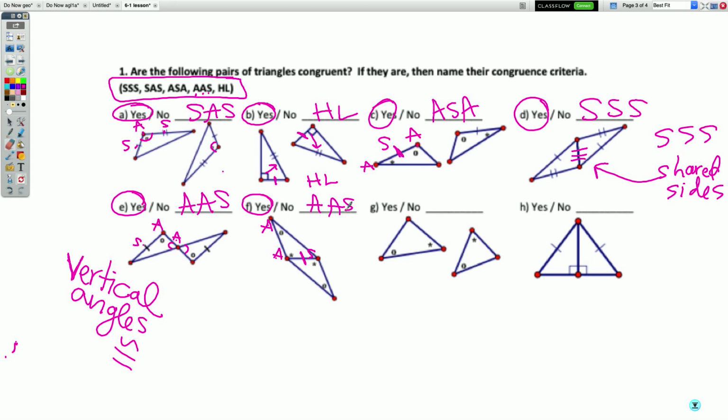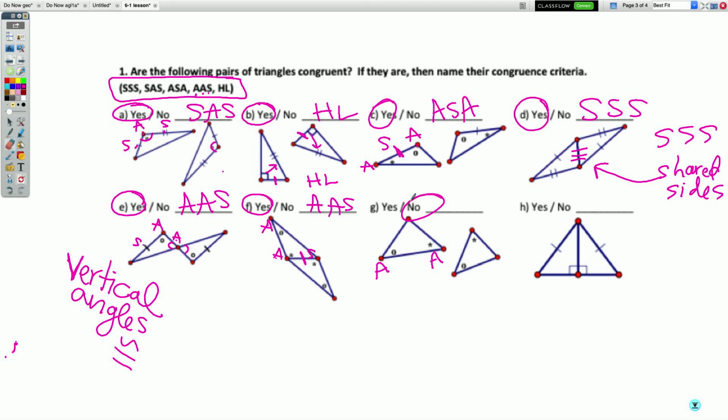My next one. I don't have anything to mark, right? No shared sides, no vertical angles. So what did they give me in this example? They gave me 2 angles. Is that enough information? No. So my answer is no. They are not congruent. So there's no theorem there.